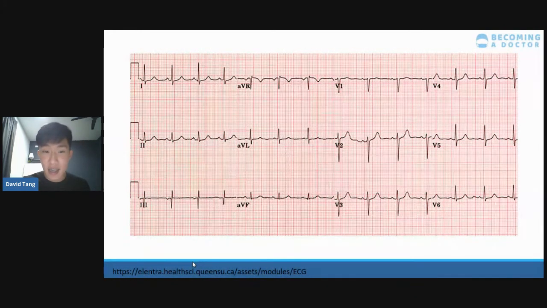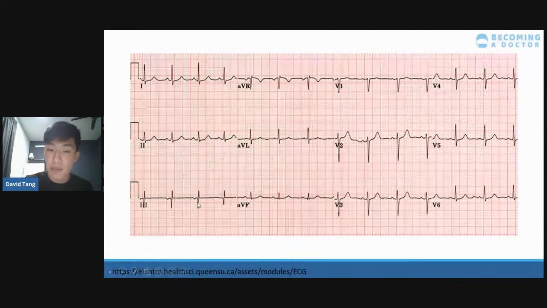So basically, as simple as this one to start with is a normal ECG. We can talk about some basic principles of interpreting a normal ECG. It's really good for calculating heart rate. As you can see, there are roughly around 3 major big boxes here. If you divide that into 300, the heart rate is around 100 beats per minute.